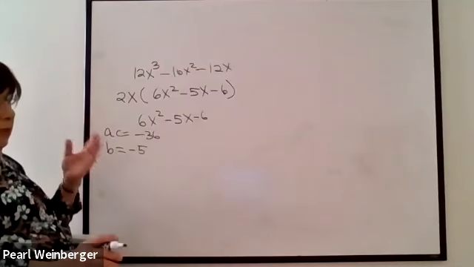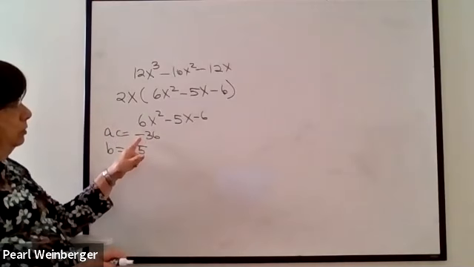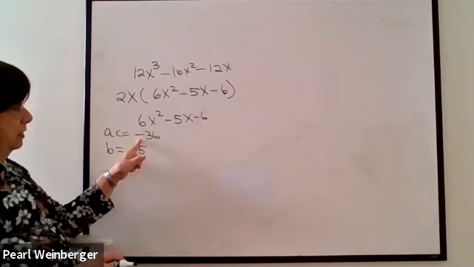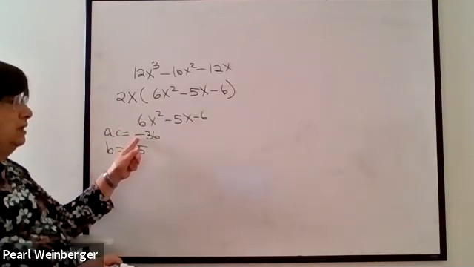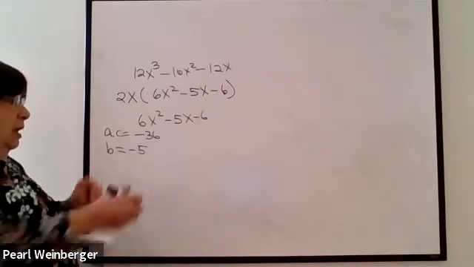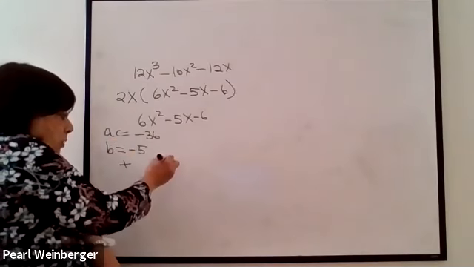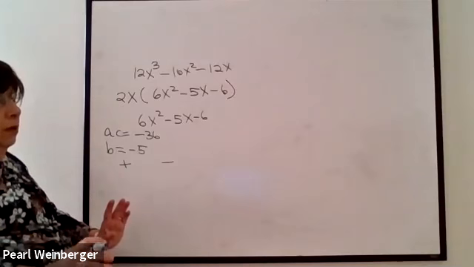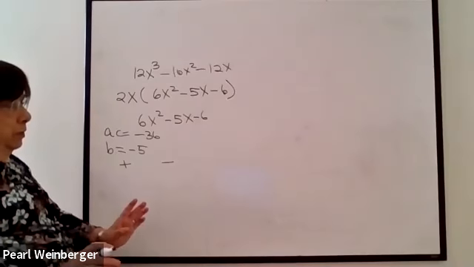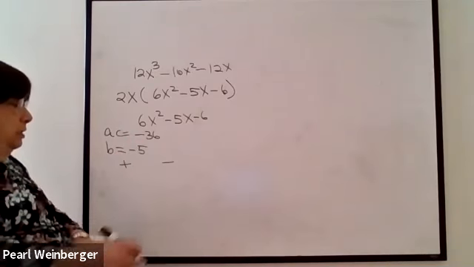So we're going to see, it might not be possible, we're going to try and find two numbers that multiply to negative 36, but when I combine them, they're going to give me negative 5. Now, since the AC is negative, it means one of the numbers is going to be positive and one of the numbers is going to be negative. So let's just make a list of numbers that could possibly multiply to 36.